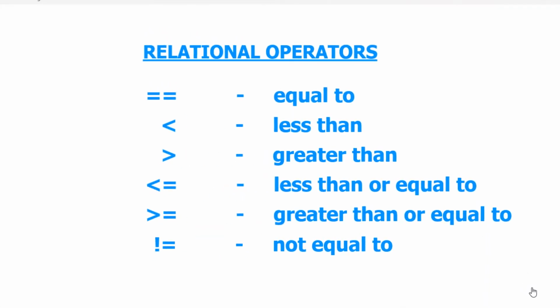From the diagram, we have the equal to, the less than, greater than, less than or equal to, greater than or equal to, and the not equal to operator. We can use any of these operators in the if statement expression that evaluates as true or false.